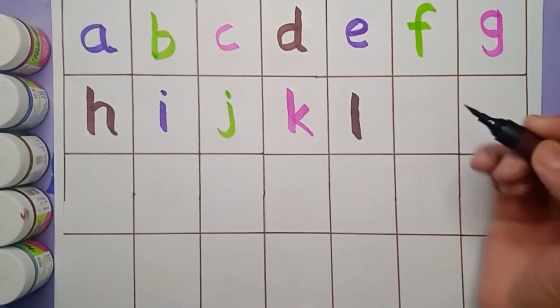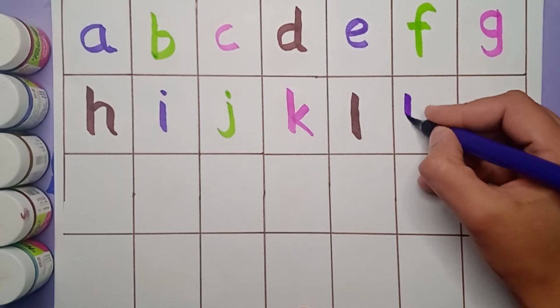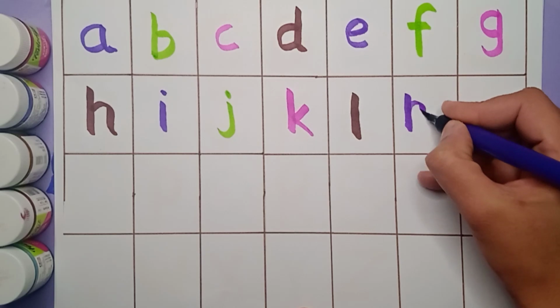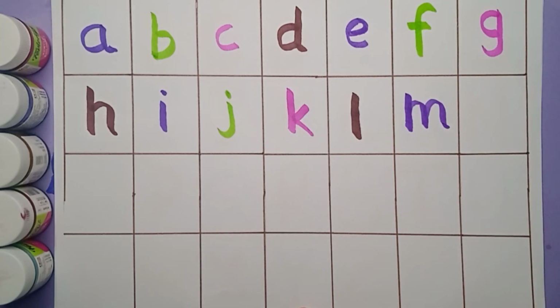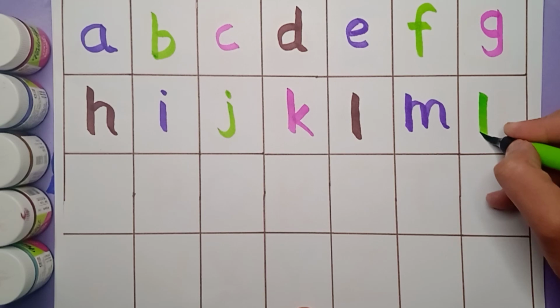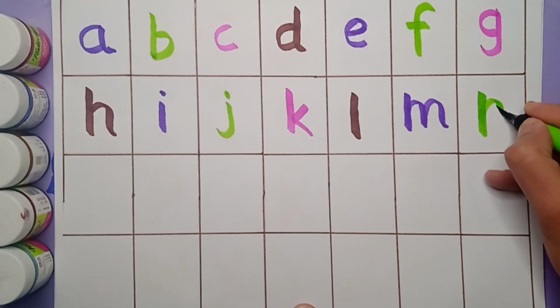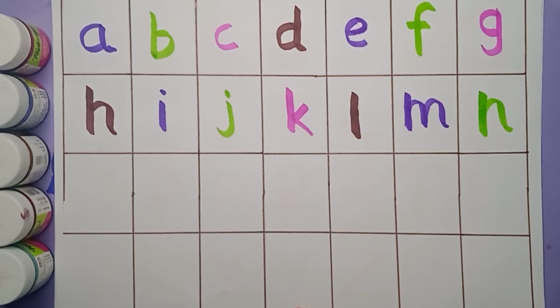It's brown color. L, only a standing line here. It's L for lion. It's violet color. M, standing line. Make a mountain, one more mountain. It's M for mouse. Next letter is N, green color. A standing line and one mountain here like this. It's N for nest.